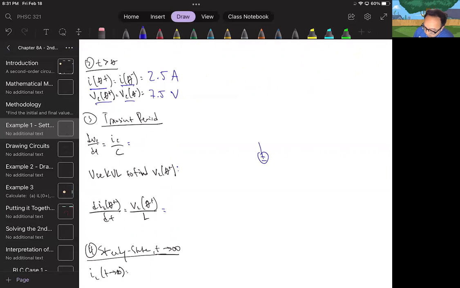So you should have a source, you have a resistor, you have an inductor, and now that middle switch is open, everything's going to go through the capacitor. So now we have 20 volts here, 5 ohms, 0.5 henries, and 0.2 farads, like so.